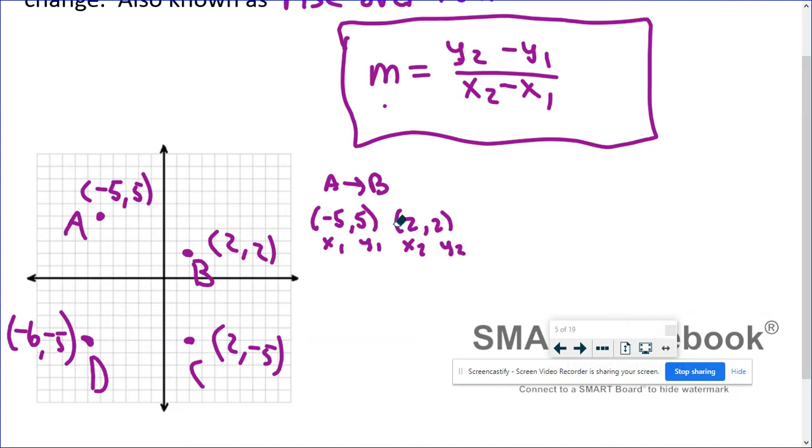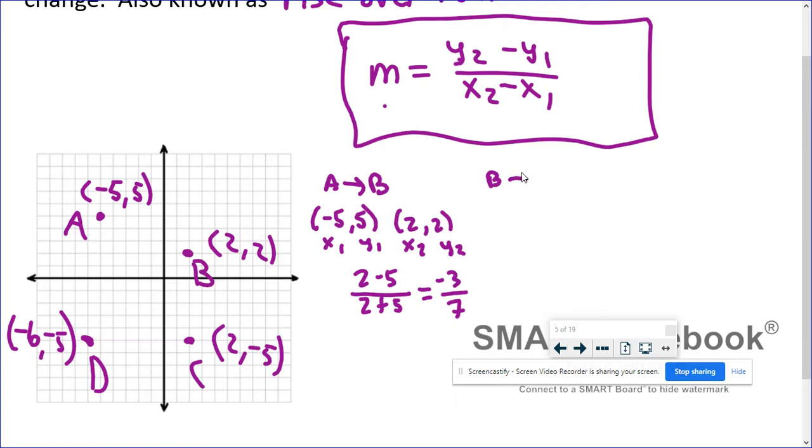Now it does not matter which point you make the 1 and which point you make the 2 as long as the ordered pair stays together. You can't mix and match. Now if I use the formula, y2 minus y1 would be 2 minus 5. And then x2 minus x1 would be 2 minus -5, so 2 plus 5. So you end up with -3 over 7. All right, so -3/7.